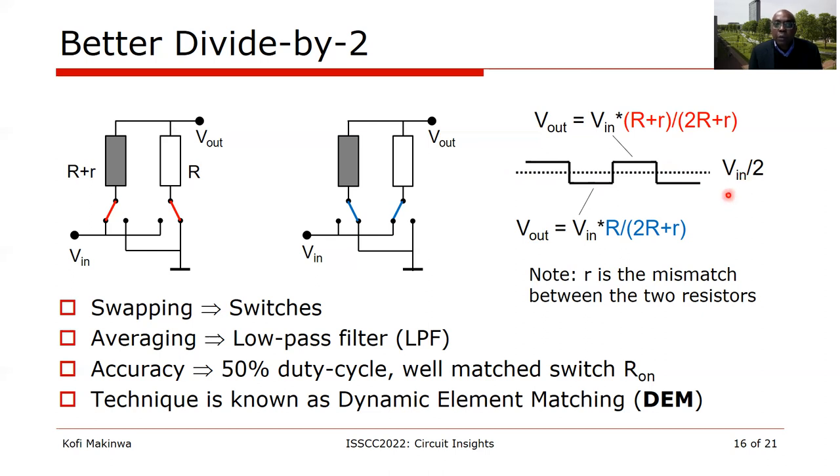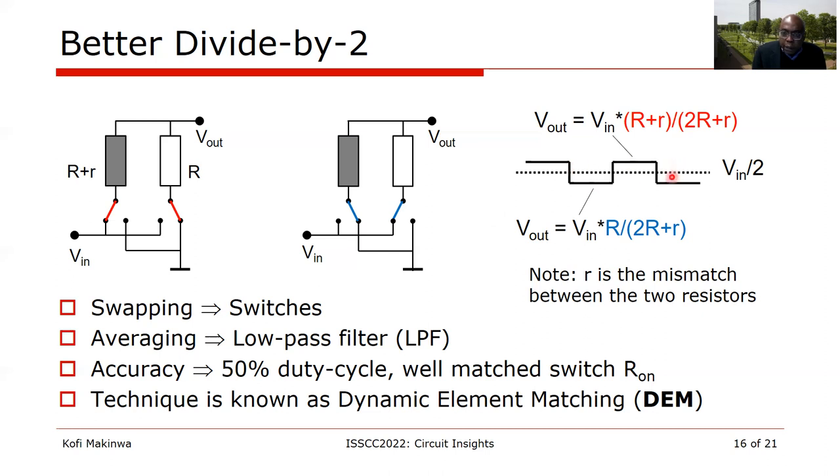So that means that in order for this technique to work, I need somewhere to have a low pass filter. I need to be able to average. So I need to average out this ripple. That's what we call this square wave. I need to average out this ripple in order to get my desired output V in over two. But that's not too difficult. We just put an RC filter or something and we can do that.